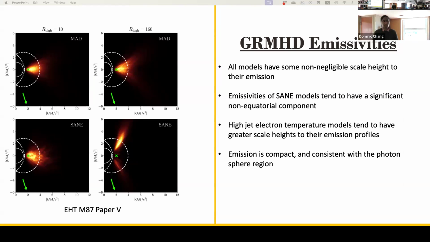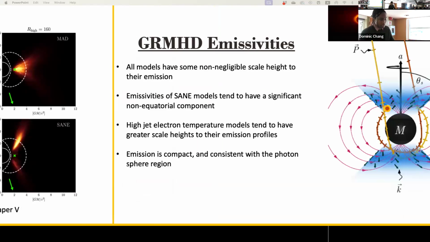So what that means is that if you want to invoke these properties into any model that you're coming up with, it needs to be fairly flexible. But one benefit that we do have is that the emission tends to be compact. So it tends to be consistent with this photon ring region, which actually helps impose a strong prior on the kind of models we're going to define.